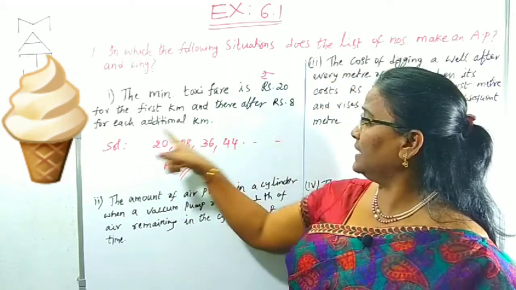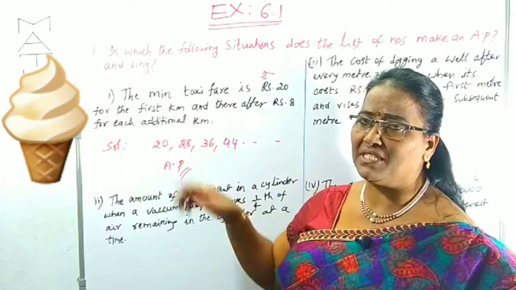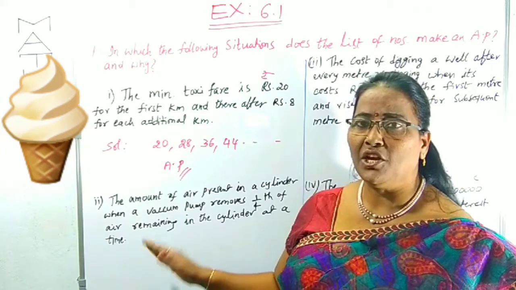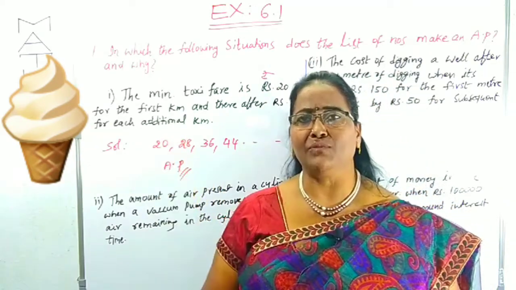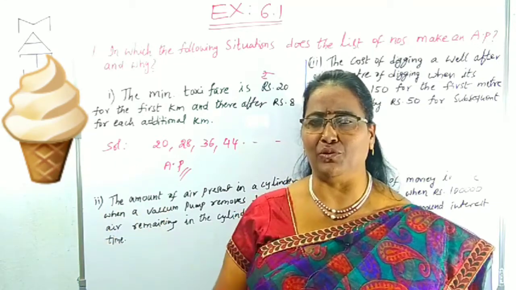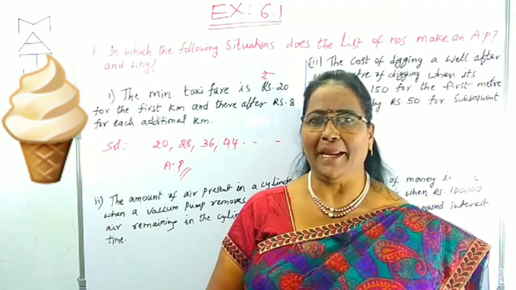Here, what is given? It says for each additional kilometer it is adding, but it is not like that. What happened here is that 1/4 of the air is removed at a time, meaning not frequently removing, only at a time. That is clearly not an AP.